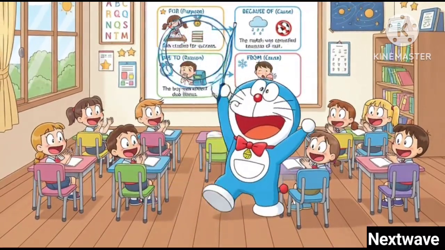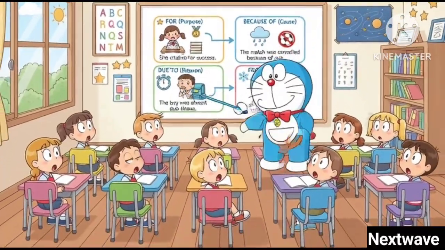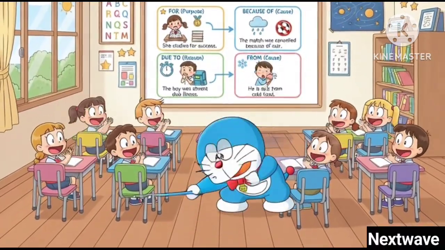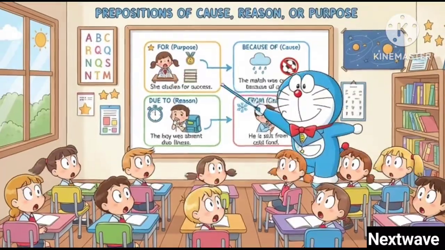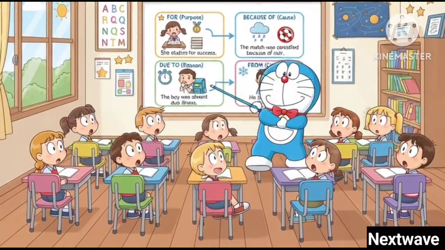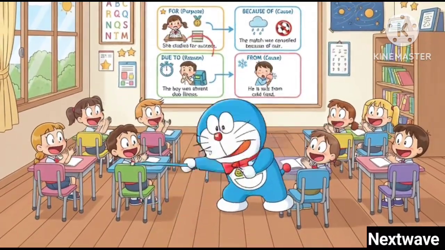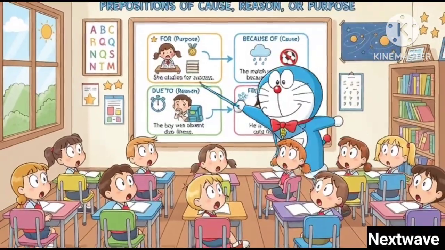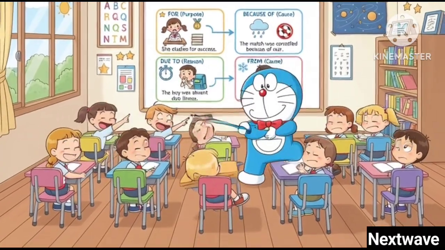Another example, she studies hard for getting success. For, it's a purpose, why she studied. Third example, the match was cancelled because of rain. Because of, it shows the cause.